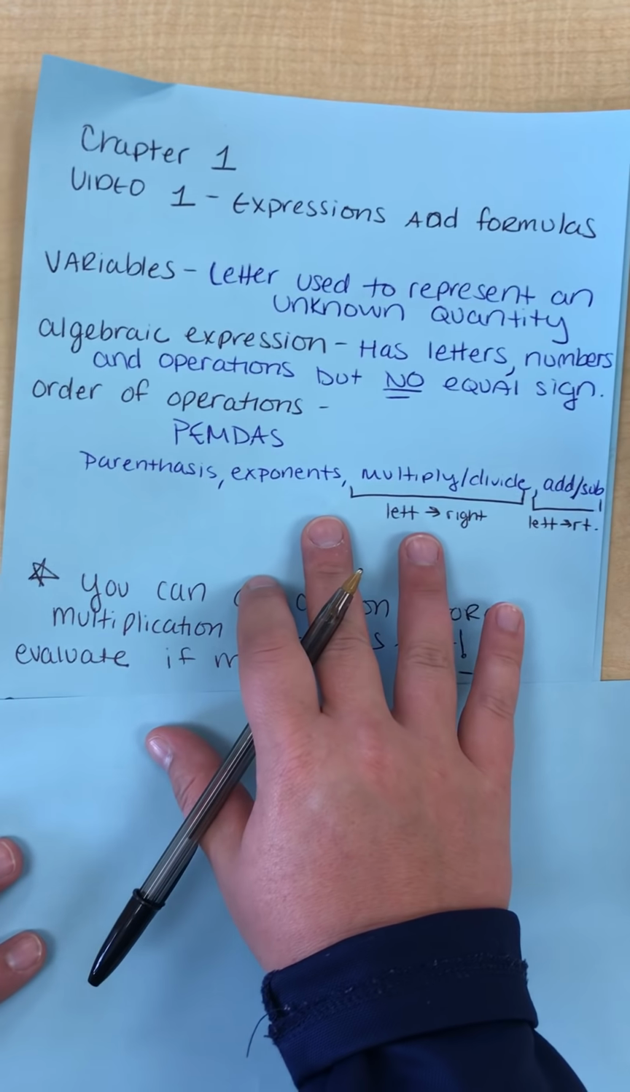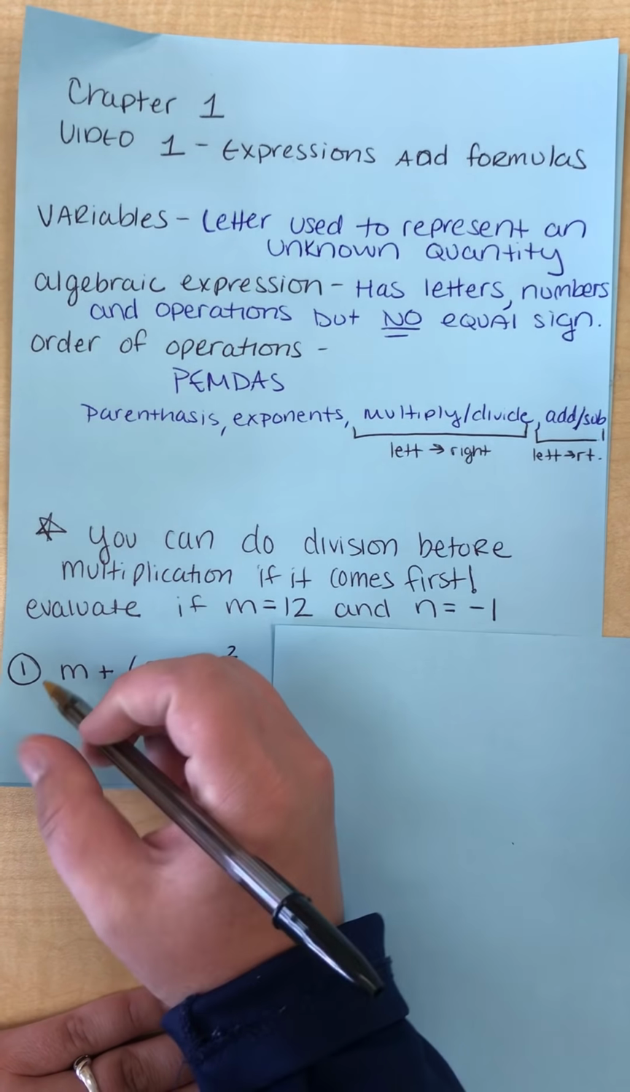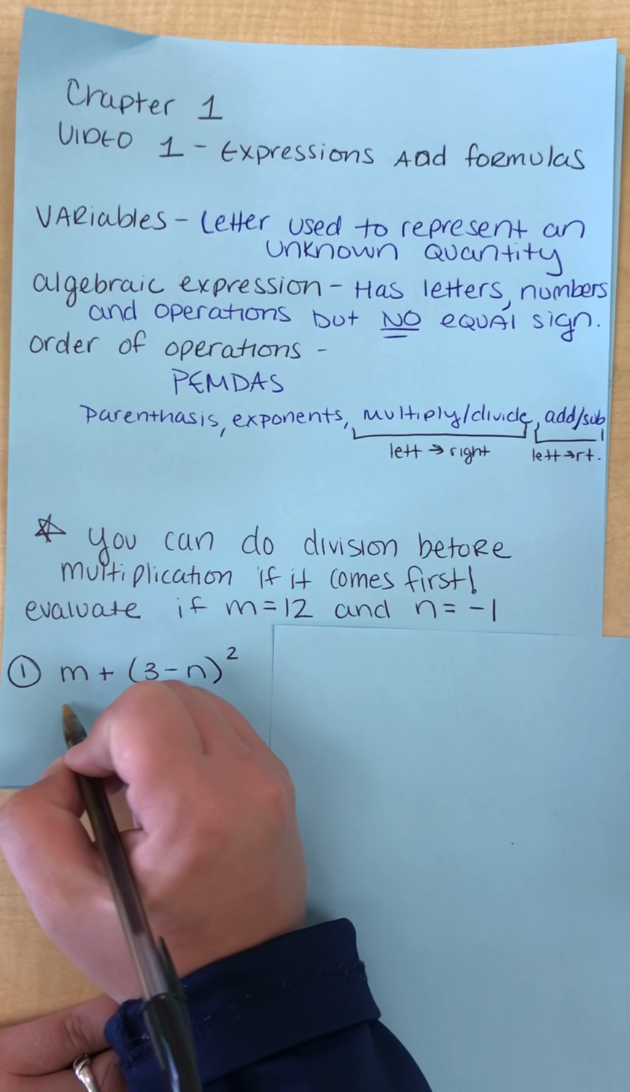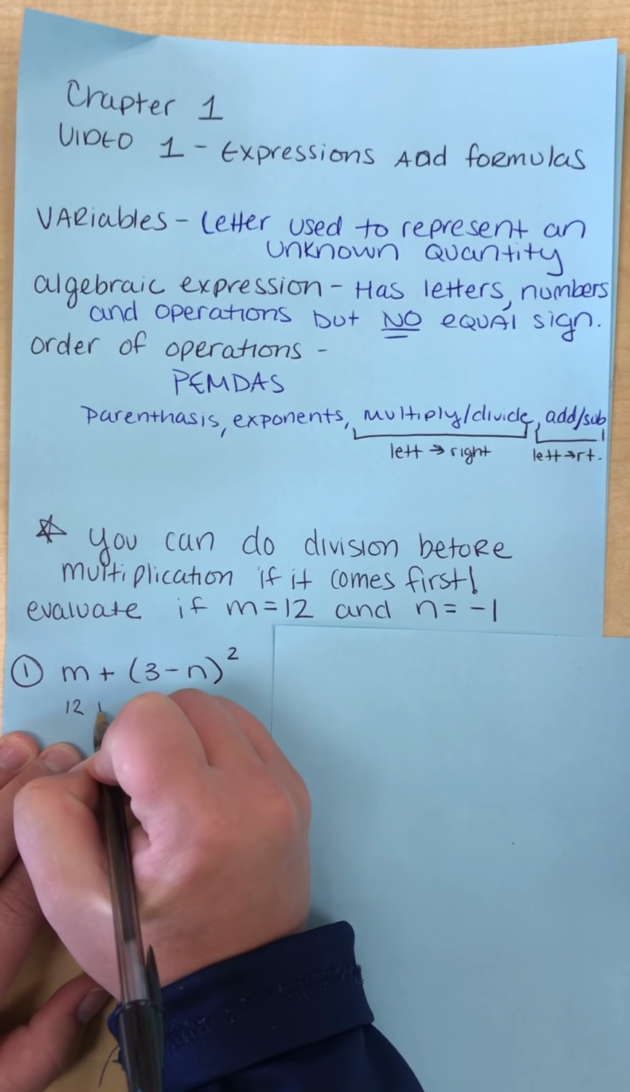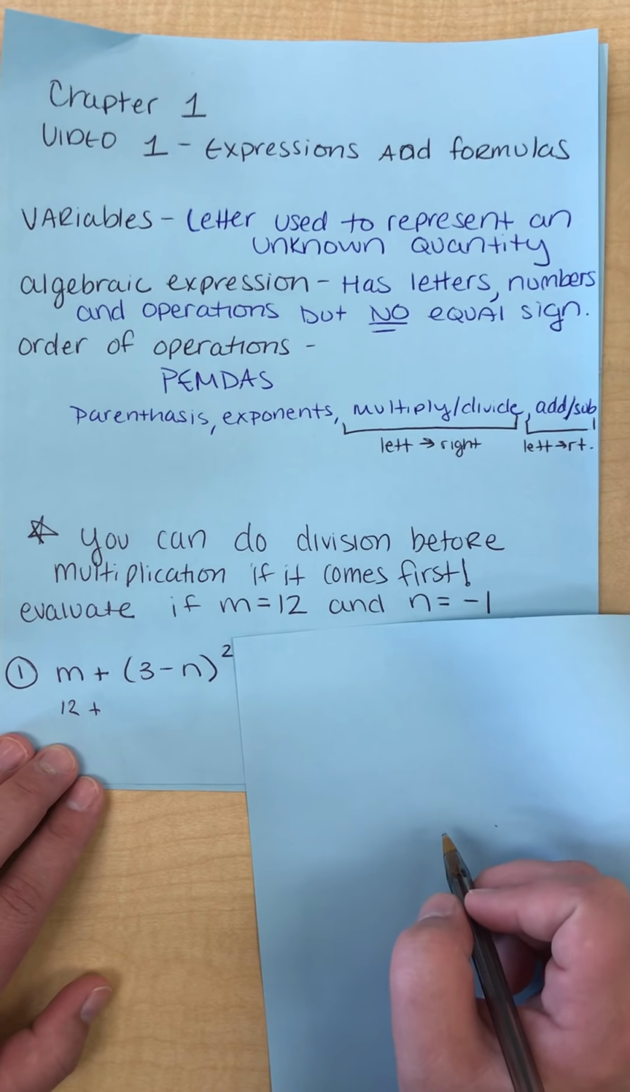Okay, so let's look at what this means to evaluate. We're going to evaluate these expressions for m equals 12 and n equals -1. The first thing we're going to do if we're evaluating is plug our numbers into the equation. So m in this case is 12, so I'm going to say 12 plus, and then n is -1, so I'm going to say 3 minus a -1. Okay, so that's what it all looks like plugged in.